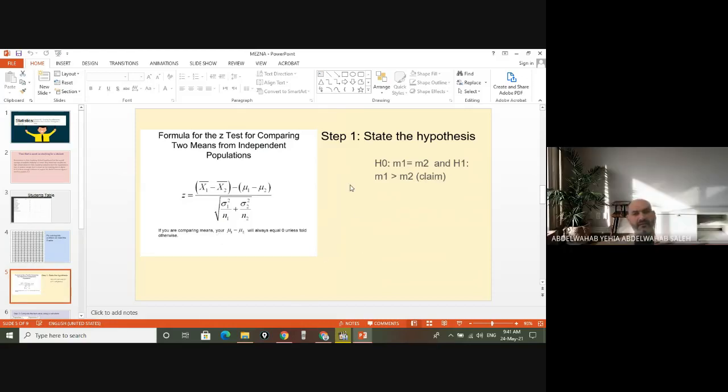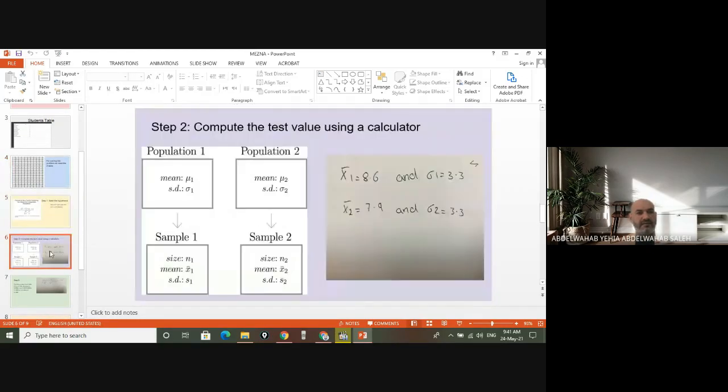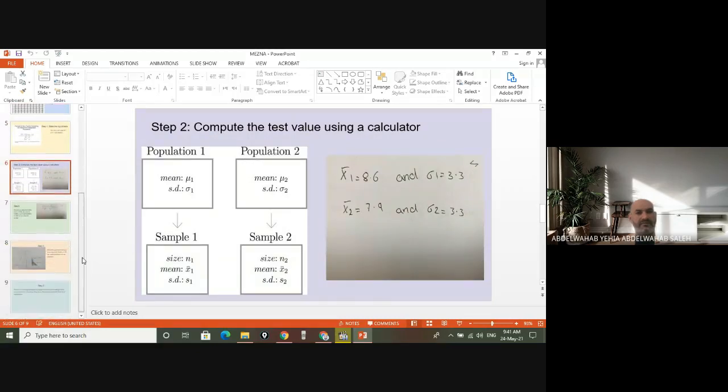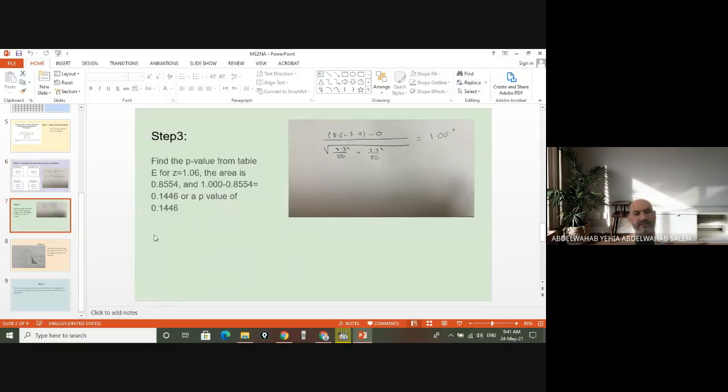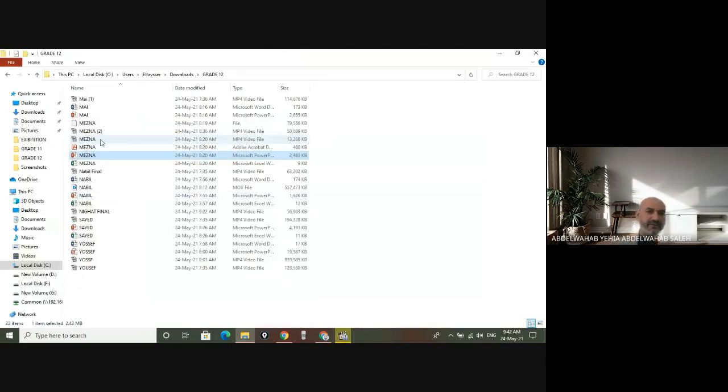Step number 1, the hypothesis and solving. Step number 2, the same, how to get the answer and how to use that. Pollution 1, pollution 2, and get the sample, first sample and second sample. Step 3, the answer with handwriting, as you see. And step number 5, just the evidence or not, and also what decision we will take in this. In the last point, I have here a video talking about what they already did in the question itself.